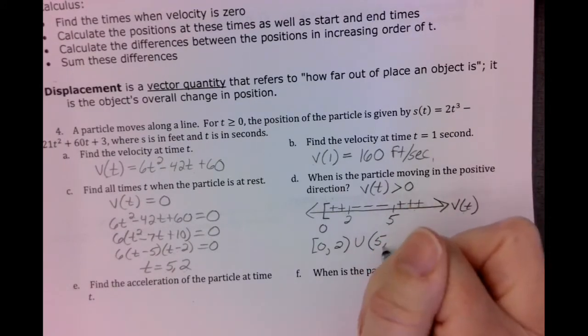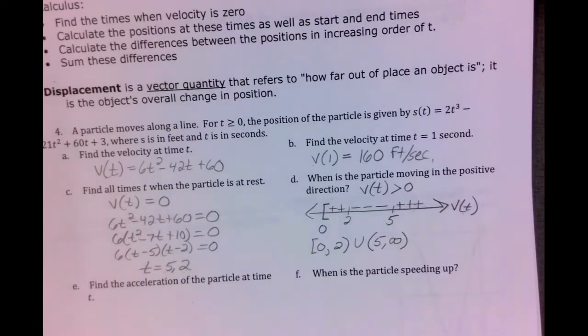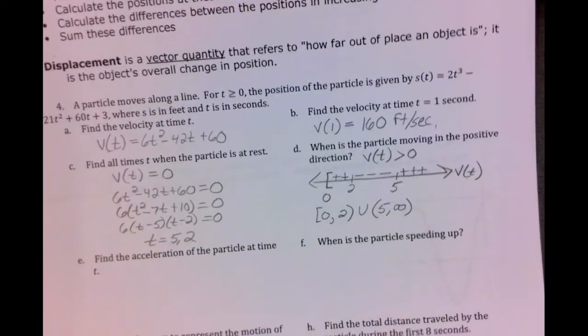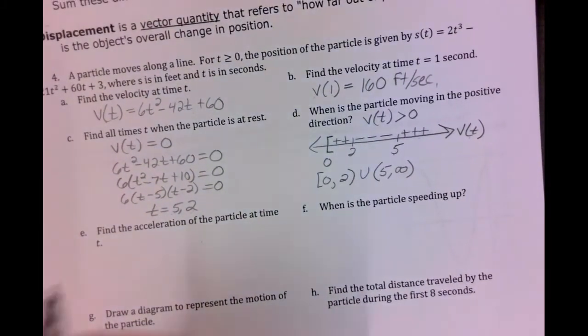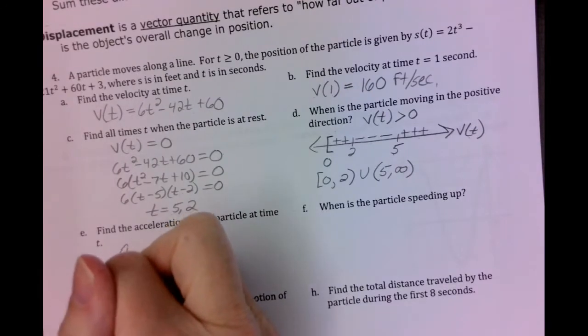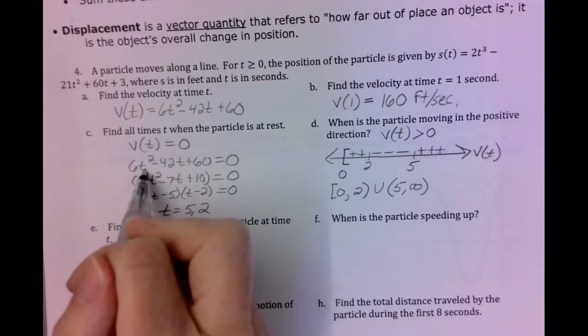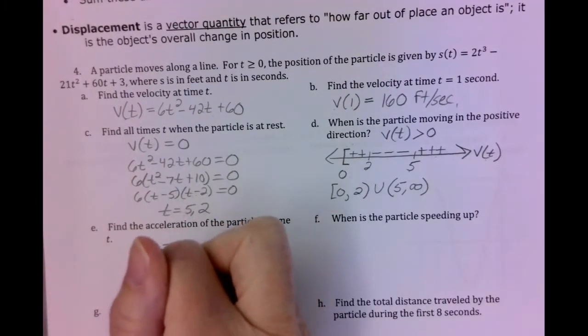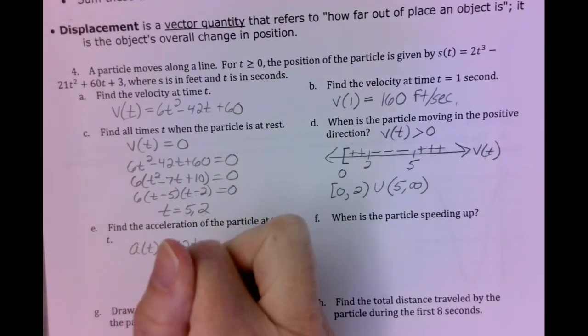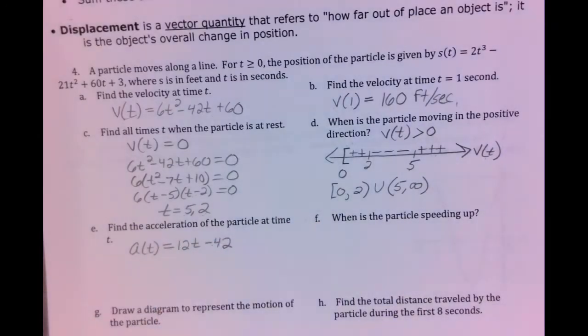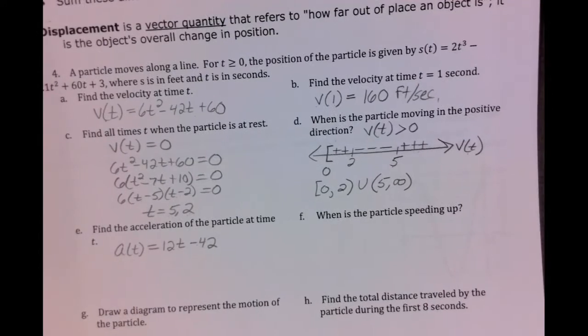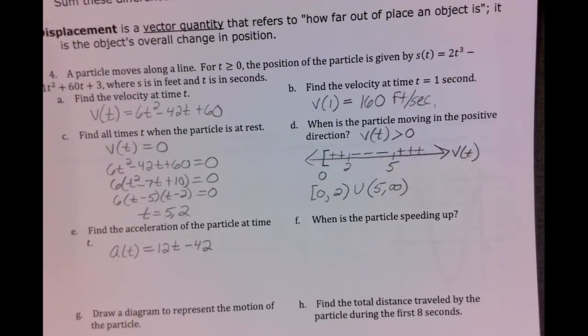Find the acceleration at time t. A of t is the derivative of velocity. So I'm going to take the derivative and get 12t minus 42 for the acceleration of the particle at any time t. Then I want to know, when is the particle speeding up versus slowing down? This one just wants speeding up.